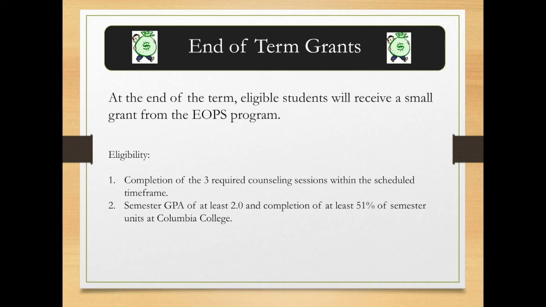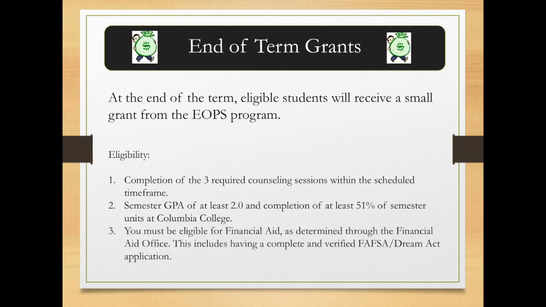And you also have to complete at least 51% of your semester units. So meaning if you started with 12 and dropped 3, you would have still completed 9, which is 75%, so no problem at all. But if you started with 12 and dropped down to 6, you only would have completed 50%. So you would have missed out on our grant because you wouldn't have met that eligibility criteria. And the last thing is, because the aid that we're giving counts toward a total financial aid package, you must be eligible for financial aid as determined through the Financial Aid Office at Columbia College.